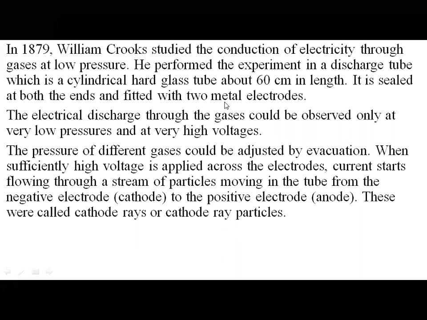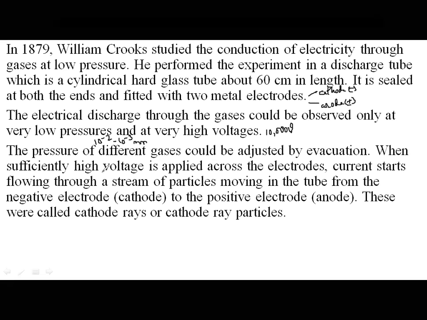The electrical discharge through the gases could be observed only at very low pressures. How much pressure? It was around 10 raised to minus 2 to 10 raised to minus 3 mm of Hg, and at a very high voltage, say 10,000 volts. Here the two metal electrodes were the cathode, negatively charged, and the anode, positively charged. The pressure of different gases could be adjusted by evacuation.